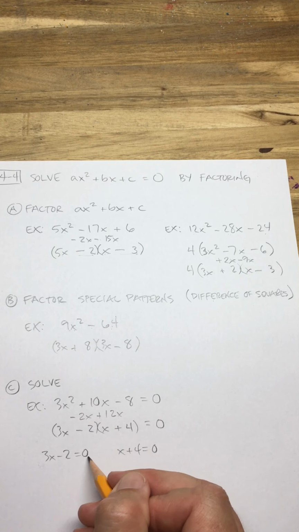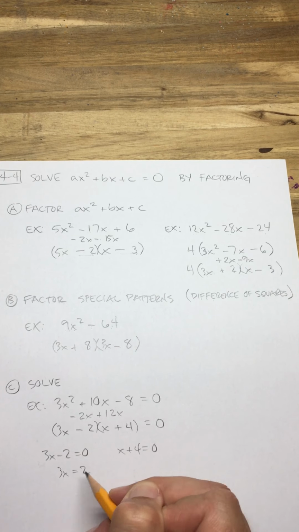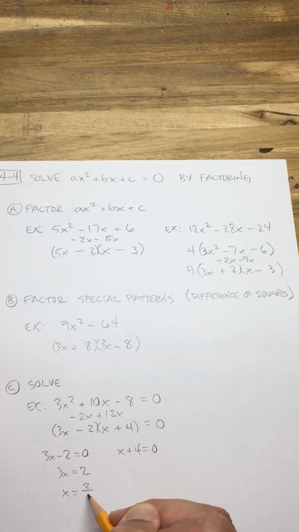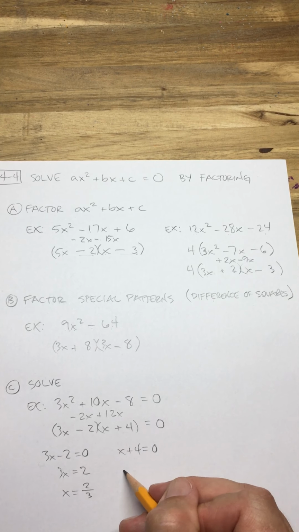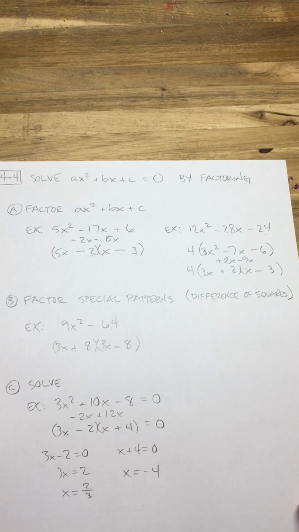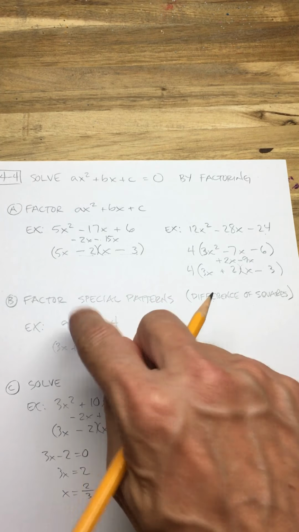And then I add the 2 to the other side, so 3x equals 2. Divide by 3, x equals 2/3. Okay, subtract the 4 to the other side, x equals negative 4. And we're done right there, okay? I'll do a difference of squares, one more.